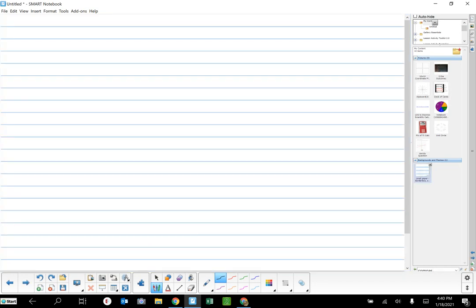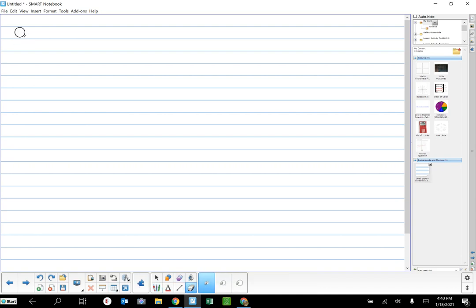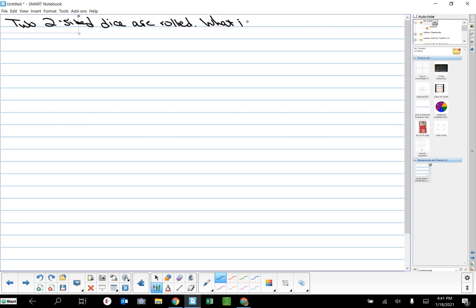Okay. Two six-sided dice are rolled. What is the probability that their sum is 7? So we want the probability the sum is 7.